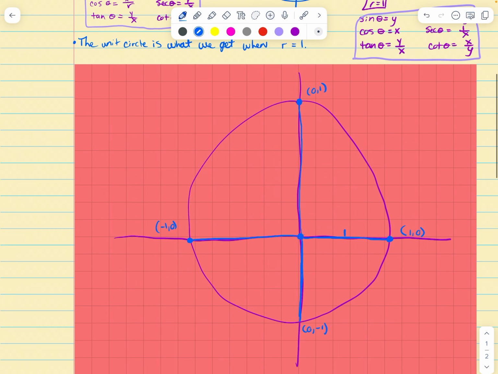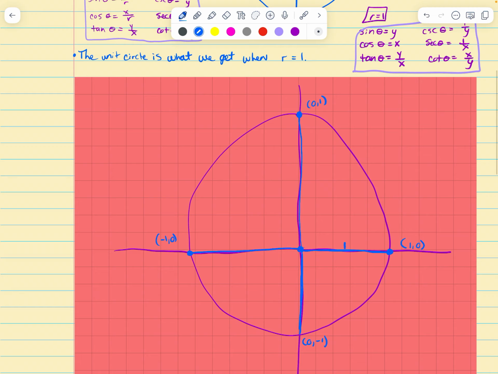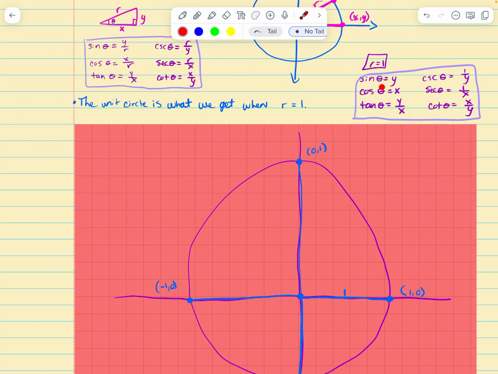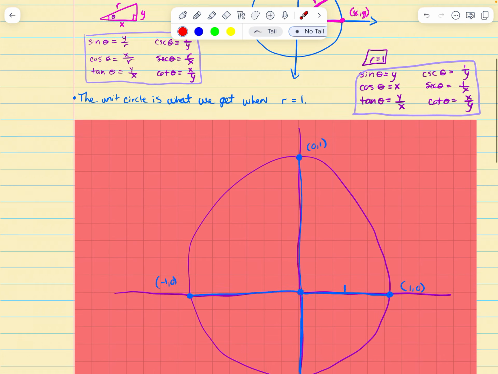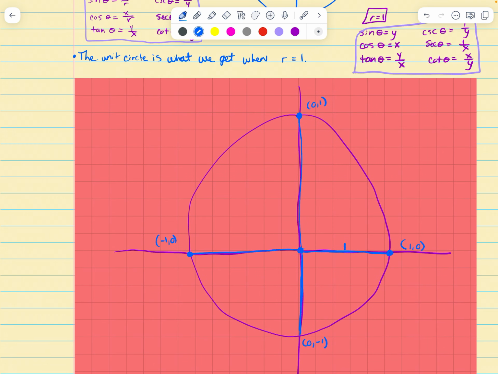Your question was, how do we know that the x is cosine and the sine is y? Because of this right here, right? We said it. Sine theta, whatever theta is, no matter the angle, sine is y, cosine is x in the unit circle when r is 1. So that's what allows me to say, okay, this is cosine, whatever theta is. In this case, theta would be 0. But this is cosine and this is sine.